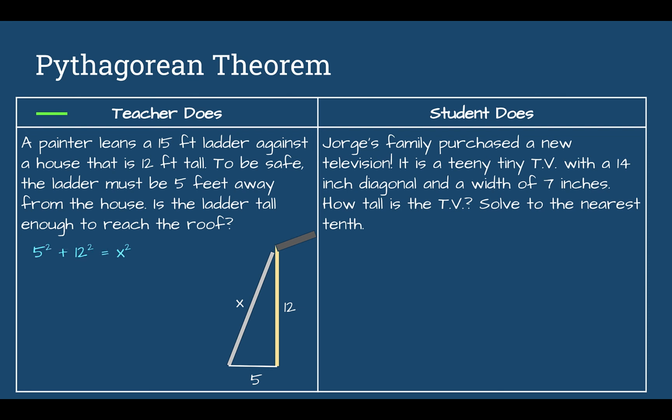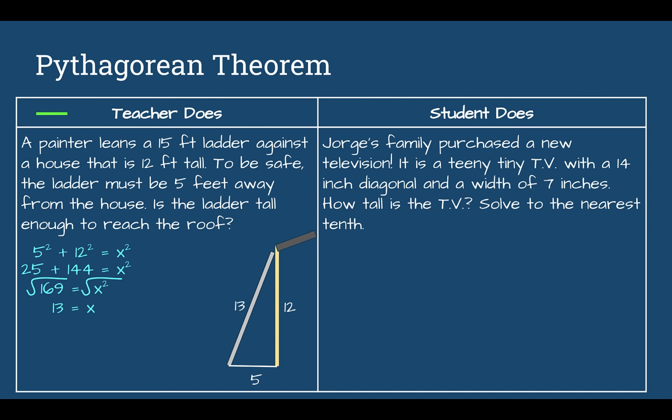I know that 5 squared plus 12 squared equals x squared based on the Pythagorean theorem. So 25 plus 144 is equal to x squared. 169 is equal to x squared. And then if I use my calculator, take the square root of 169, you find that x is equal to 13. So that distance there is 13.